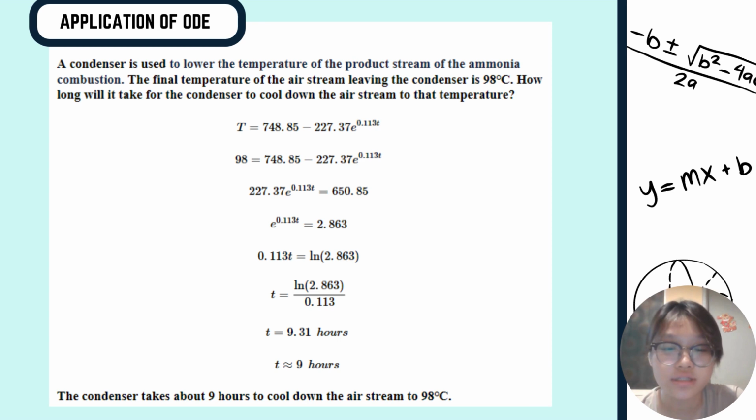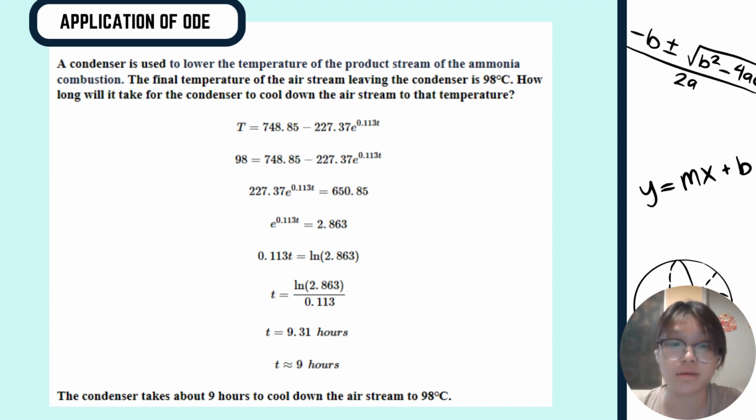After developing a mathematical model for our condenser 2, which is the particular solution just now, T = 748.85 - 227.37 e^(0.113t), we shall use this equation in our application problem. So let's take a look at the problem. A condenser is used to lower the temperature of the product stream of the ammonia combustion. The final temperature of the air stream leaving the condenser is 98 degrees Celsius. How long will it take for the condenser to cool down the air stream to that temperature, which is 98 degrees Celsius?